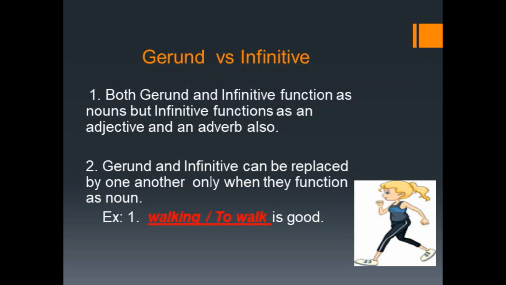So we can replace gerund or infinitive if they are noun. I like walking or to work. Here walking and to work are also nouns, and we can replace them: I like walking, or I like to work, both will be correct. So if a gerund works as a noun, or an infinitive works as a noun, then we can replace one by the other. This is the main thing.